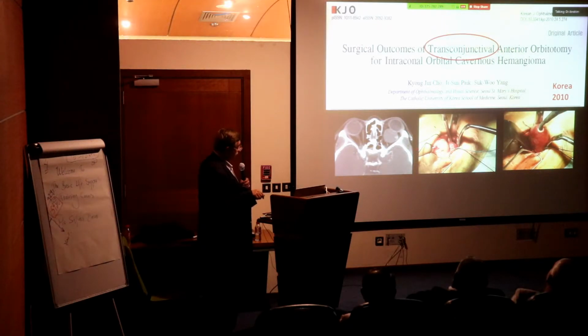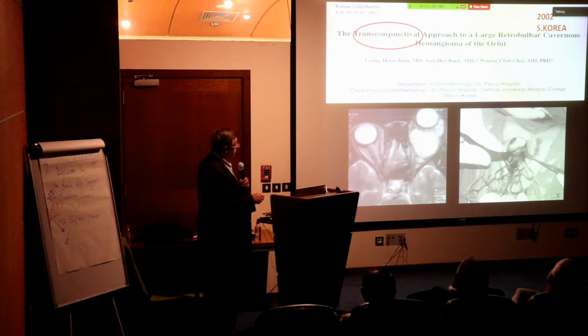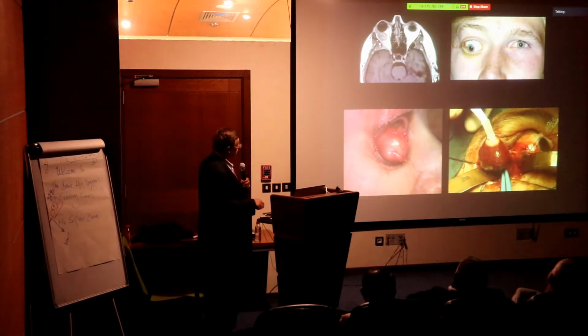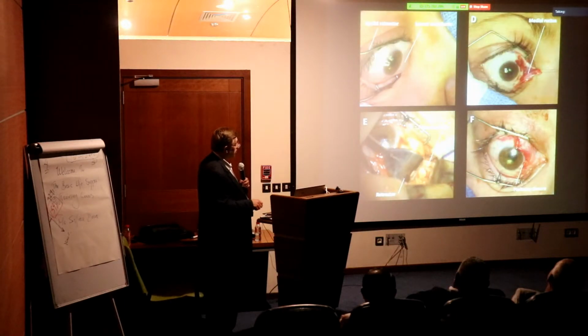This tumor, again, with the cryoprobe. Another transconjunctival from Turkey, a large tumor. Transconjunctival again, South Korea. This is the globe. They have one here. This one, right protrusions. This is the tumor taken out through the conjunctiva. Same thing here.